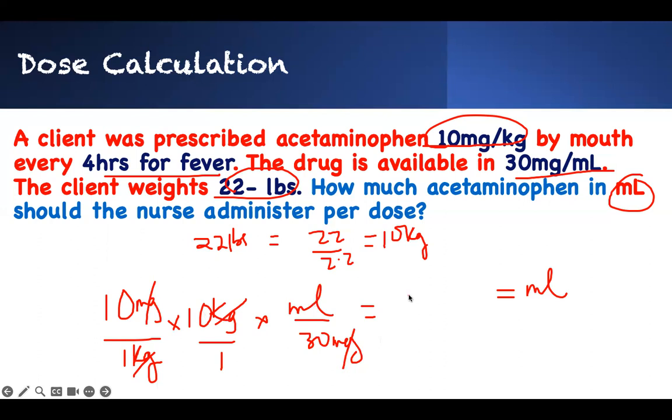So this will be what? 10 times 10 is 100 ml over 30. And therefore, this will be what? 3.3, depending on what they say. If they said round to the nearest, you just say 3 ml. So the kid will get what? Acetaminophen 3 ml every time he needs it, every 4 hours. Straightforward. Okay, guys.